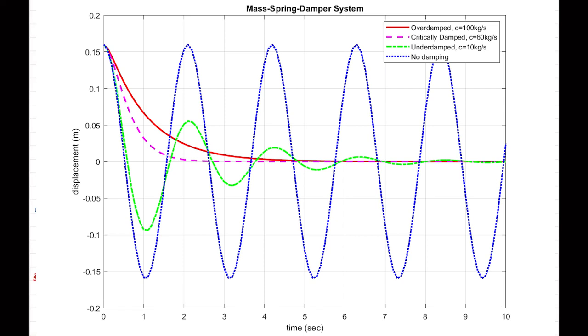So here I'm showing you the graph of how each one of them looks. And you can also see the difference between the three. Once again, we have the overdamped, the critically damped, and this last one is the underdamped.